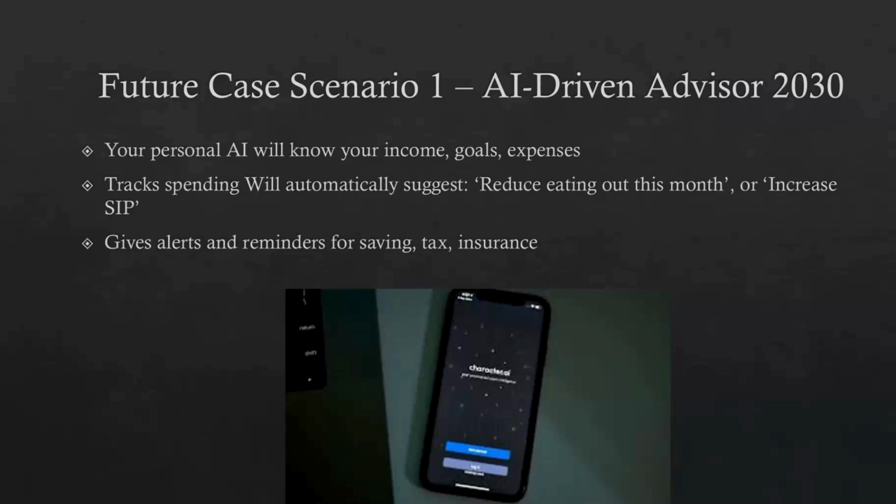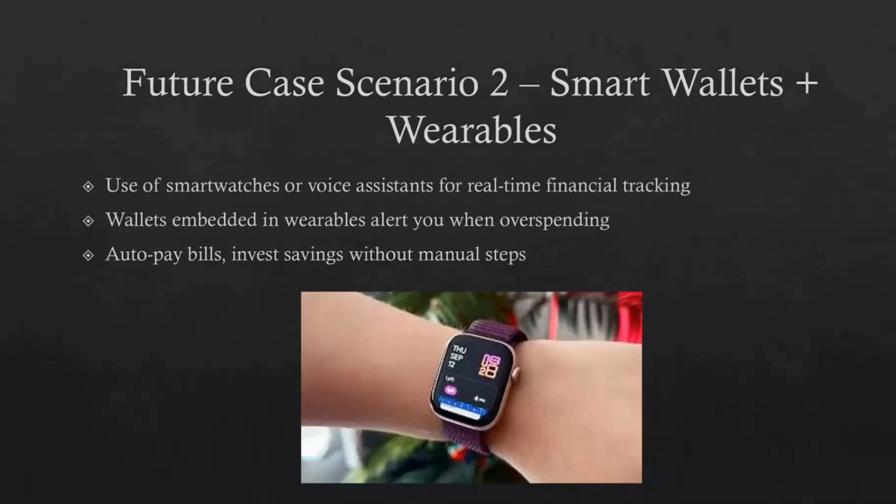Moving on to future case scenario two, that is smart wallets and wearables. Smartwatches could soon give real-time alerts when you overspend, invest spare change, or pay bills via voice commands. Finance will become hands-free, proactive, and deeply integrated with your life. Like we have smartwatches connected to our phone, or any device, where it shows the spending, when you have to stop or when you have to invest, or what the goals for your future are.